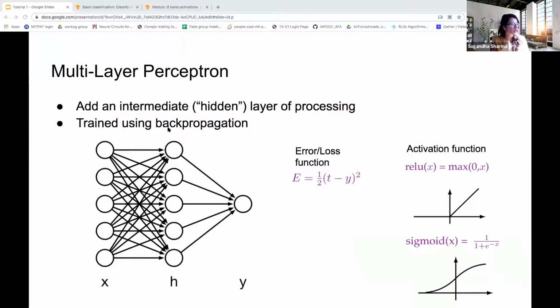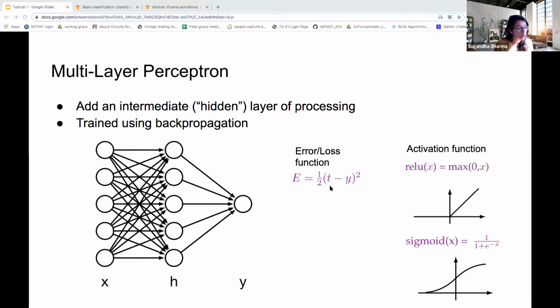In a multi-layer perceptron, we add an intermediate hidden layer of processing, and we train the weights in these two layers using the backpropagation algorithm. We will get to the backpropagation algorithm, but what I want to point out is that this adds additional processing power to the network. Now we have some additional terms, which I'm just going to touch on, but Min-Young will talk about them later. This is called an error function, which defines how you compute the error between the output you get from the network and your expected output.